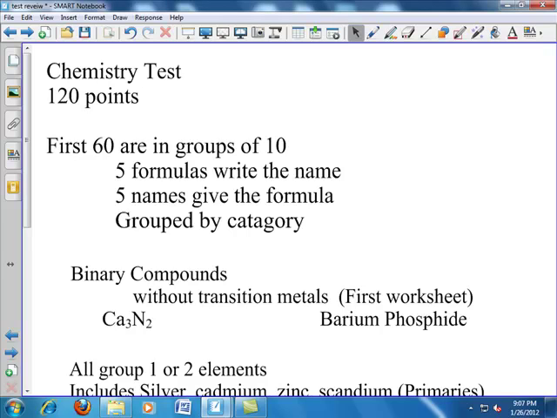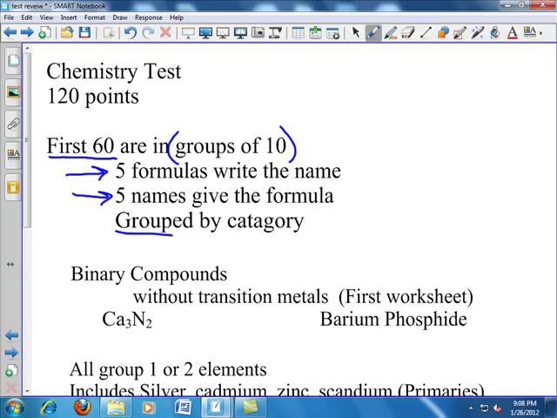In this test, the first 60 are all in groups of 10. So there'll be 10 elements. In 5 of those, you are going to write formulas from the name. So I give you the name, and then you write the formula. And then in the other 5, I'll give you the formulas, and you write the name. That's what I mean by groups of 10.